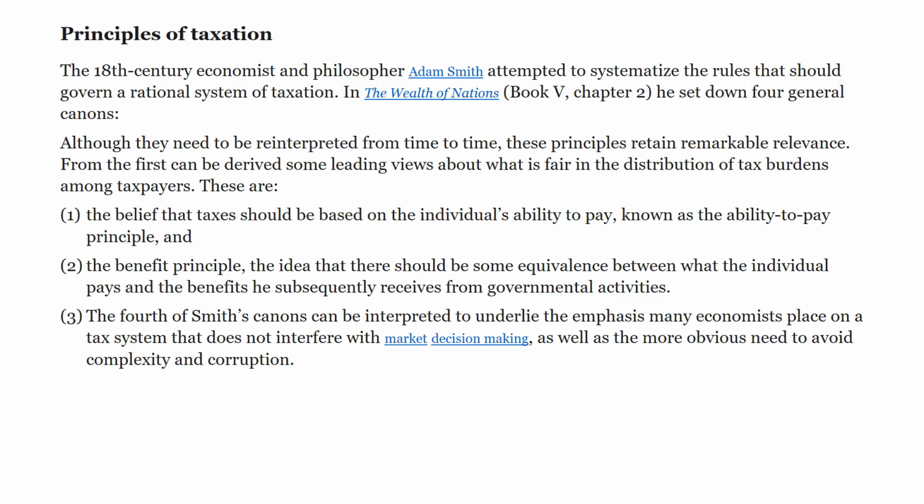So in the 18th century, economists like Adam Smith gave certain important principles or canons of taxation. Canons means the principles, certain implications, a certain nature of how we can impose taxes.